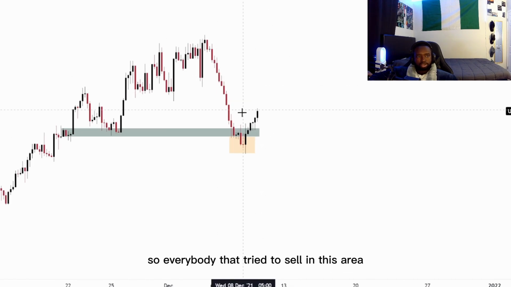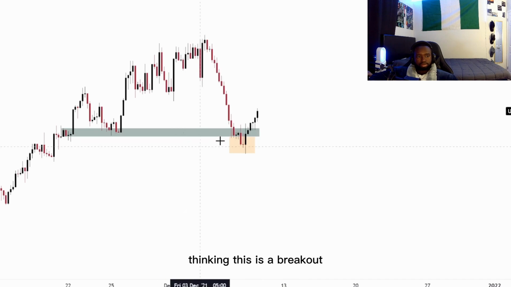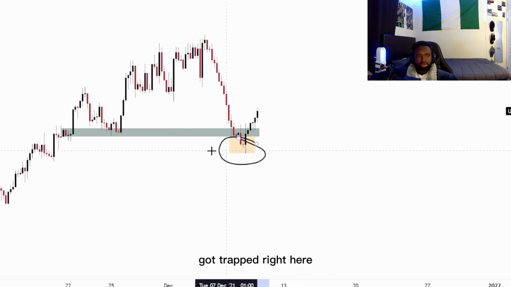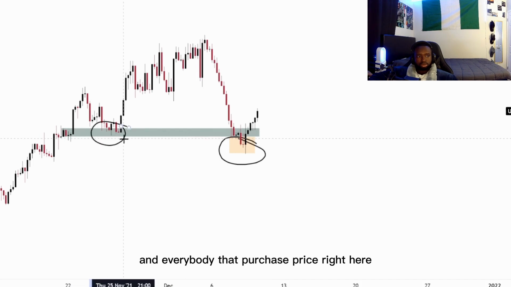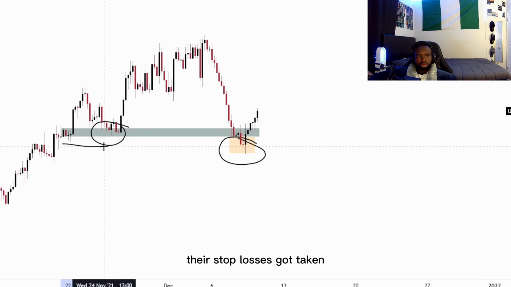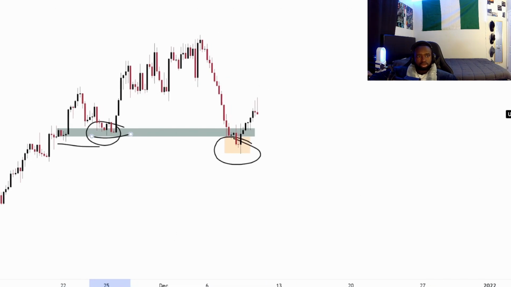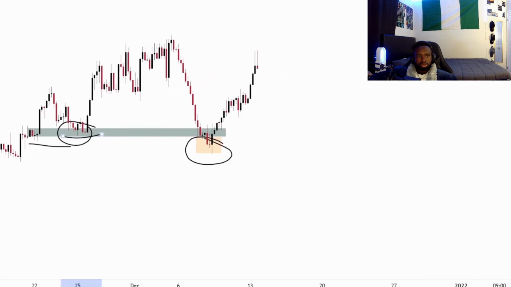So everybody that tried to sell in this area, thinking this is a breakout and price is going to continue lower, got trapped right here. And everybody that purchased price right here, their stop losses got taken. And price will continue the opposite way. That's the effects of a stop hunt.